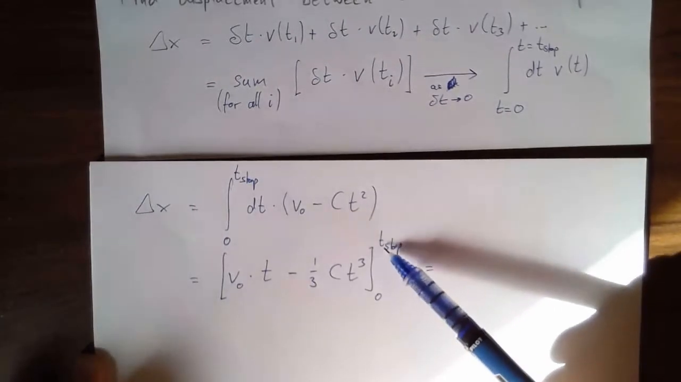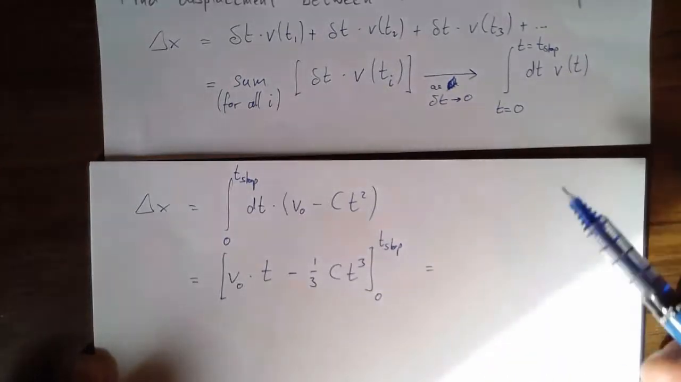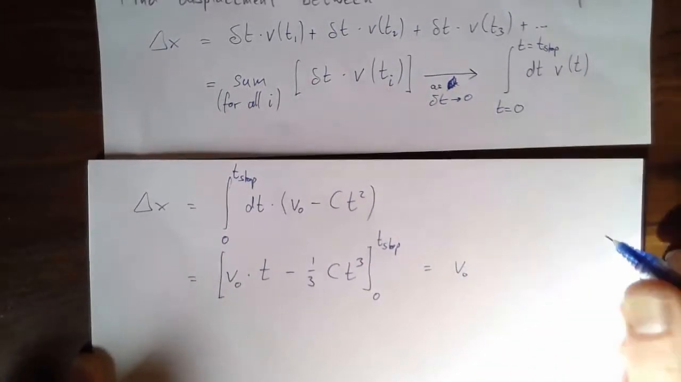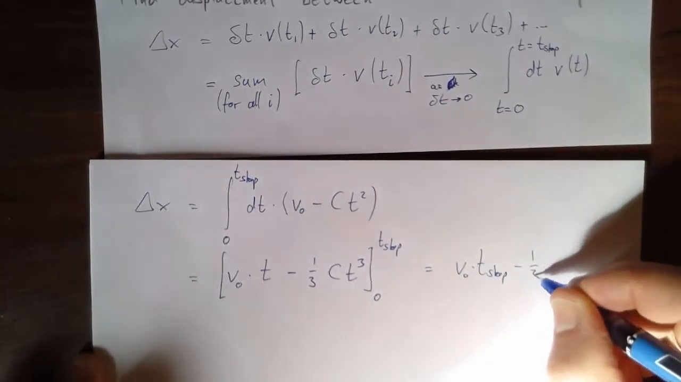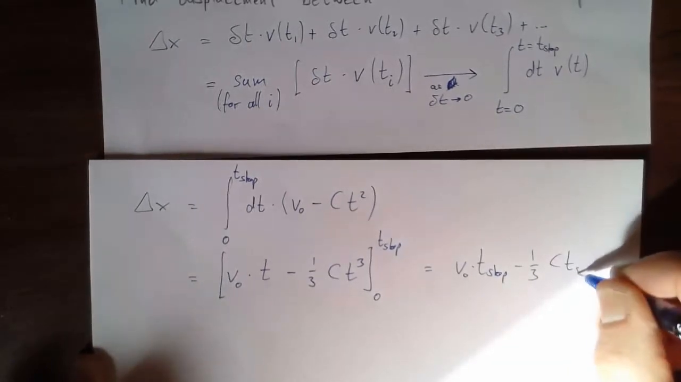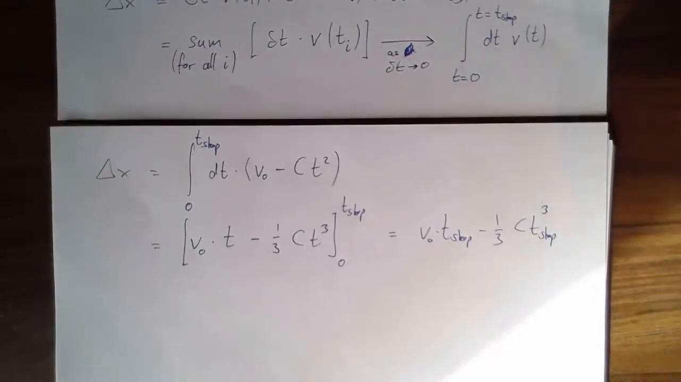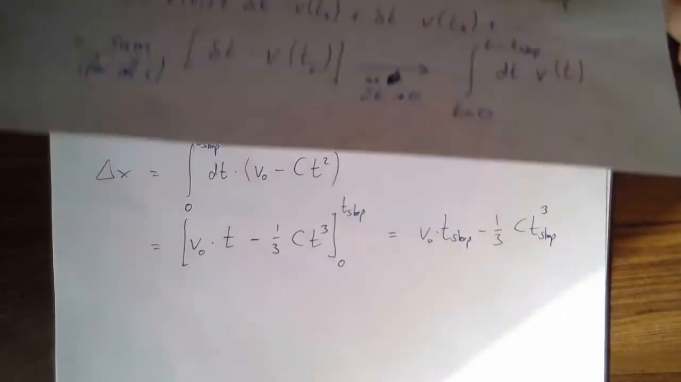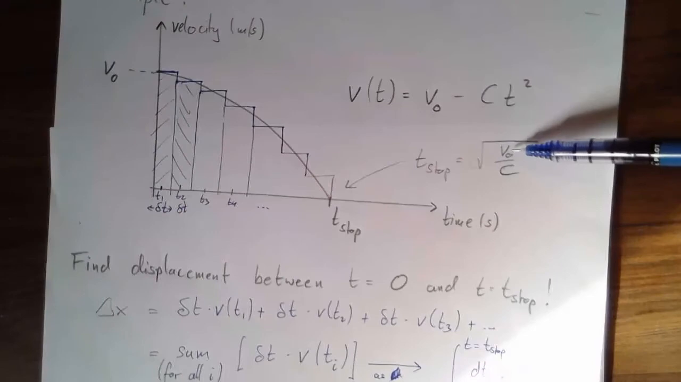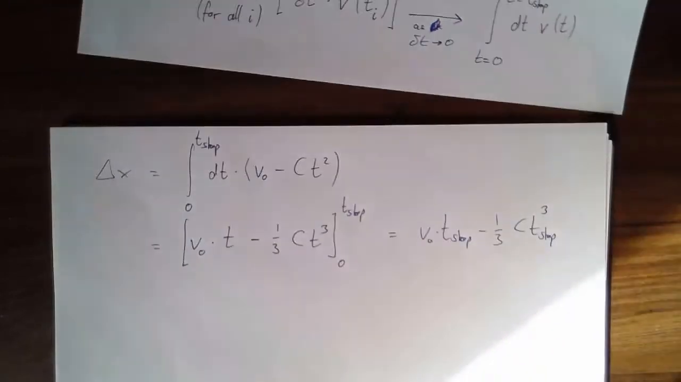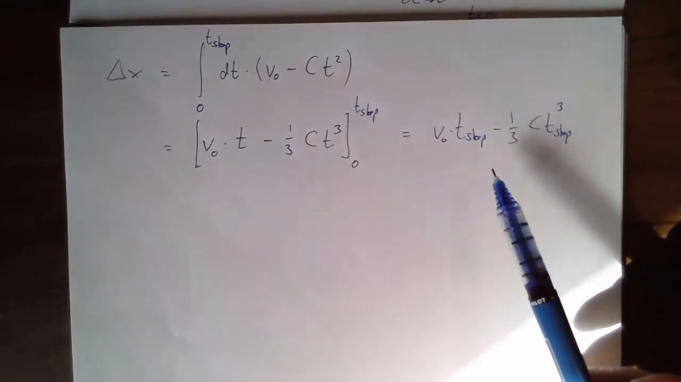Of course, when I evaluate it at t stop, I just plug in t stop instead of t. When I plug in 0, though, I get nothing. So this is just equal to v naught times t stop minus 1/3 c t stop cubed. And again, I could plug in for t stop the value I found here if I want to express it all in terms of v naught and c. But it doesn't really matter, right? So that, in a sense, is our final answer.